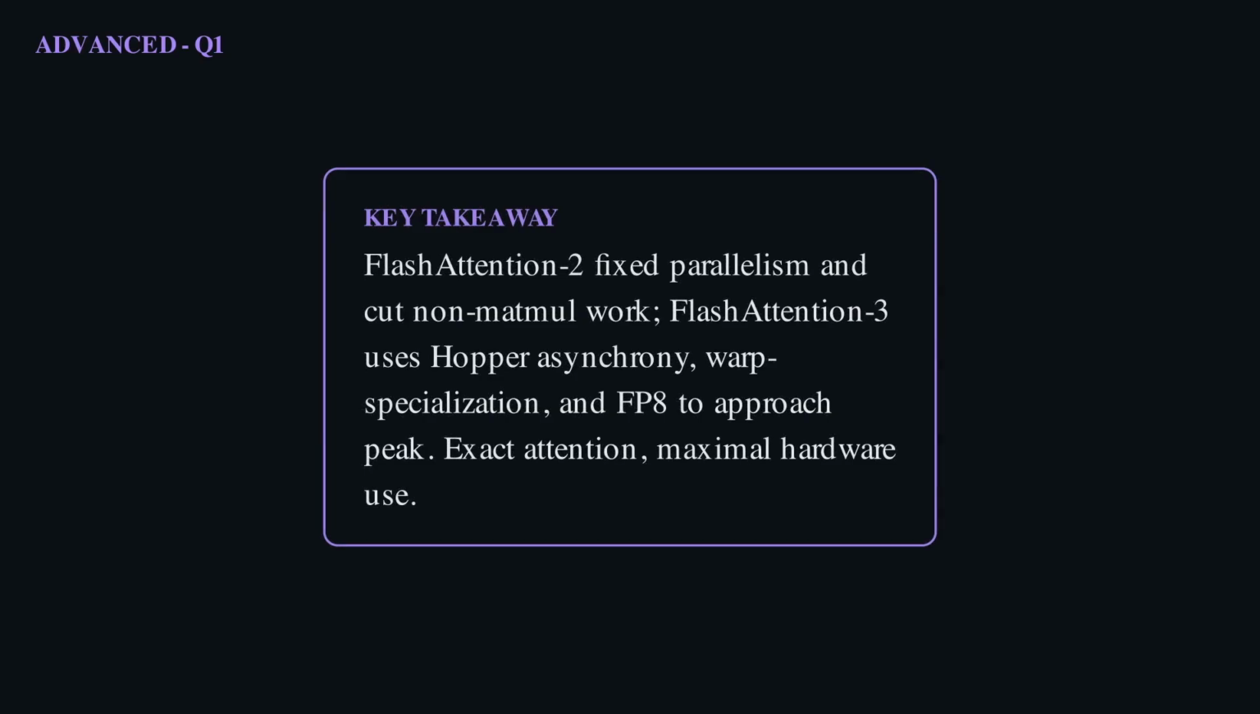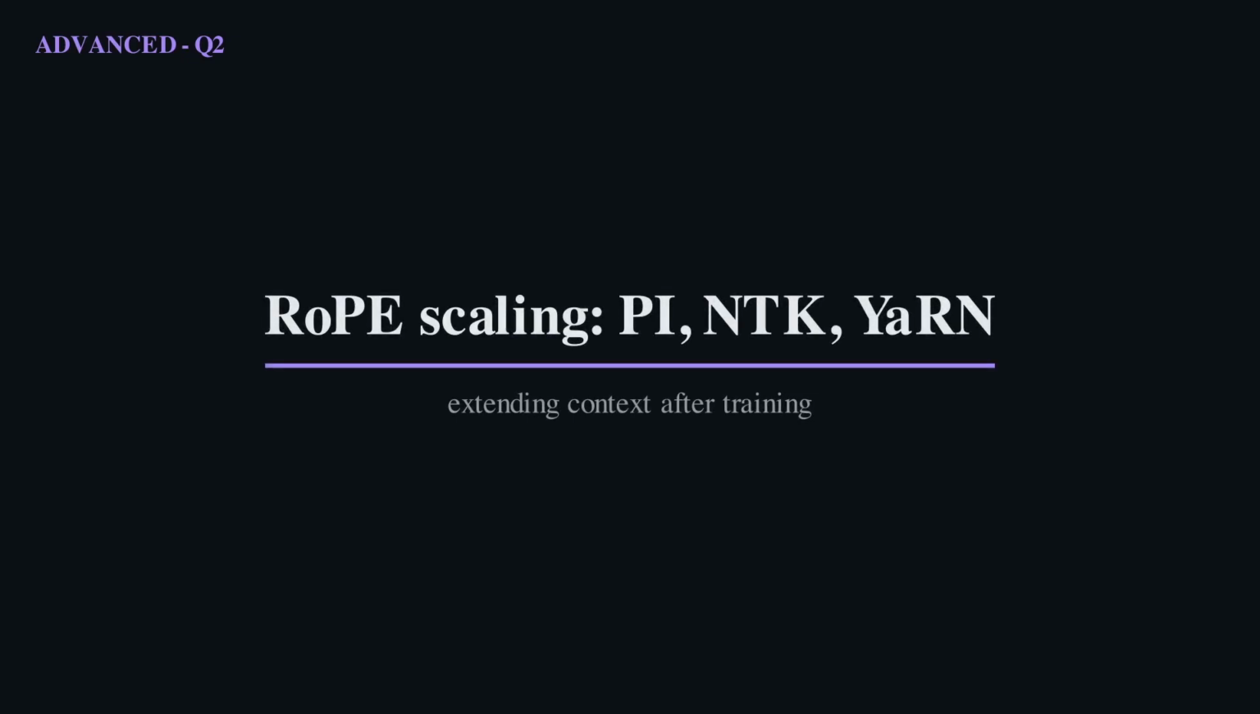Next, stretching rope to 100,000 token contexts. A model trained on 4K tokens fails at 8K. Rope scaling methods extend that limit, often with little or no retraining. This is the toolkit behind today's 128K context models.